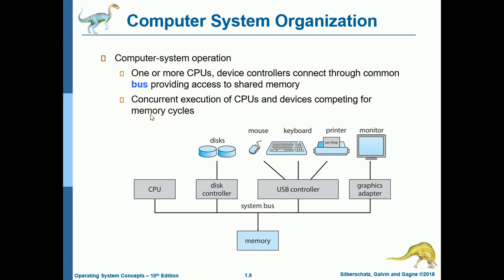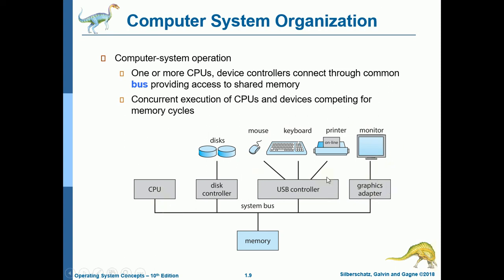So next we have computer system organization. For the computer system operation, we have an illustration here. One or more CPUs, for this example, we have only one. Device controllers connect through a common bus providing access to shared memory. As you can see in this diagram, we have one CPU, one disk controller that manages the disks, a USB controller that manages any devices that connect through the USB port, and then the graphics adapter, to which of course the monitor is connected.